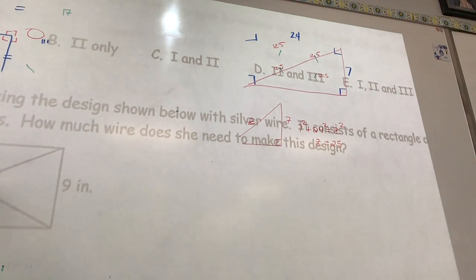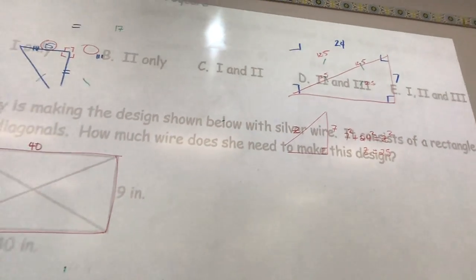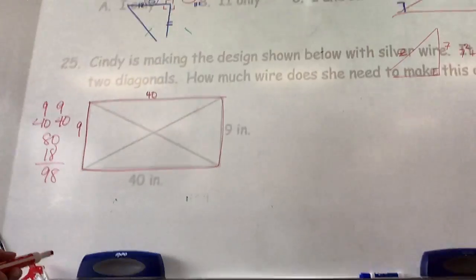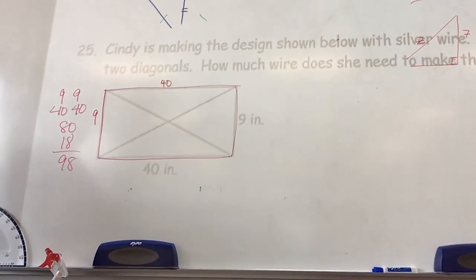Yeah. So as she starts here, she's got 9, then she needs wire for 40, then she needs wire for 9, and then she needs wire for 40. So she's at 80 and 18, so she's at 98 already. Does that make sense? But we've got to have wire for the inside, 2 diagonals. So we've got all 4 pieces going around.